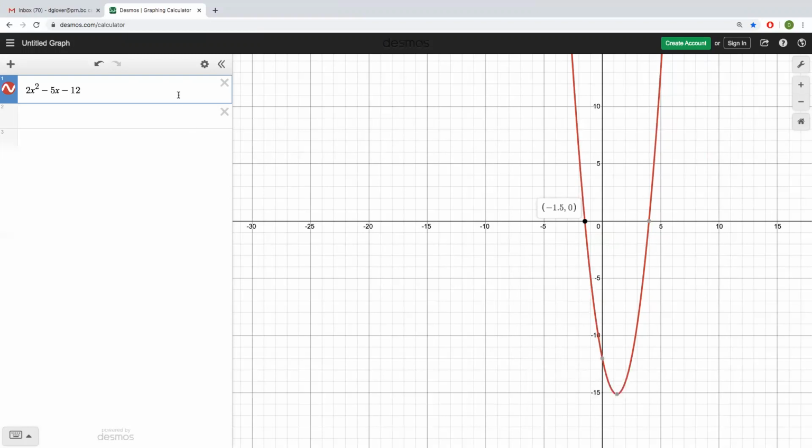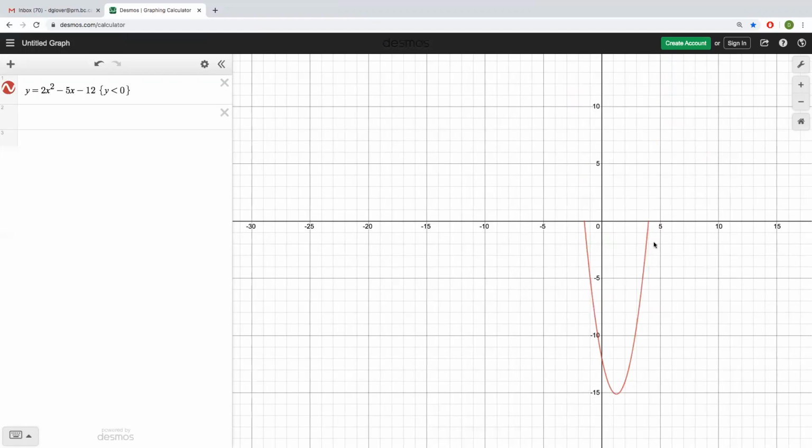And you know what? You can actually define this in Desmos with squiggle brackets. You can go y is less than 0. And if you've actually bothered to define it with y, it'll only graph that part of the function. So this is the answer. This is our set of solutions. Minus 1.5 is one critical value, 4 is the other. And since we're talking exclusively less than, we can't include them. So minus 1.5 and 4.